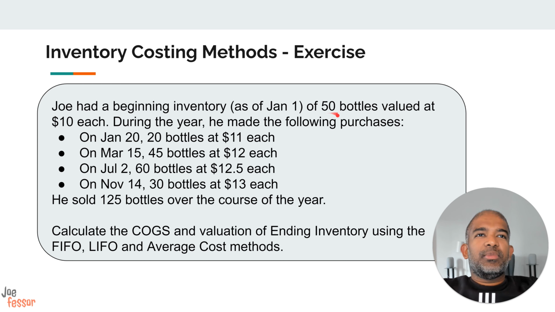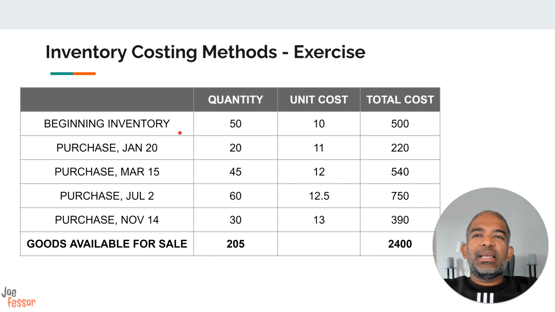You can see that with time, the cost of each bottle has been going up, right? Finally, he sold 125 bottles over the course of the year. Calculate the cost of goods sold and the valuation of ending inventory using the FIFO, LIFO and the average costing methods. Let's tabulate this information first. He had 50 bottles at the beginning of the year, each valued at $10. And then he made a series of purchases during the year. Overall, he had 205 bottles that were available for sale during the course of the year.